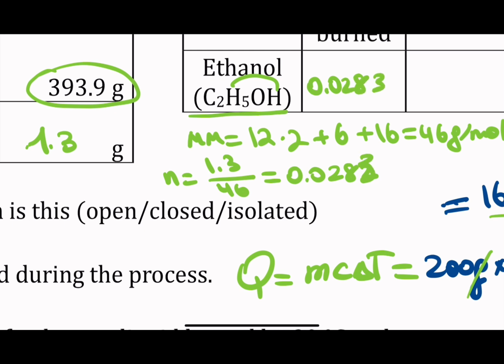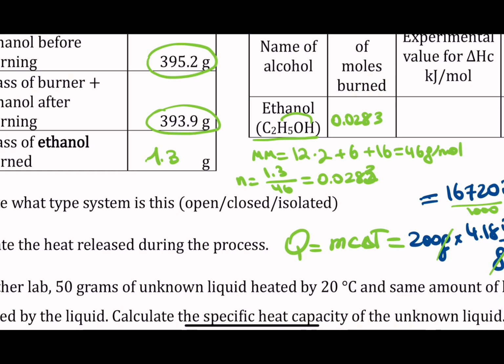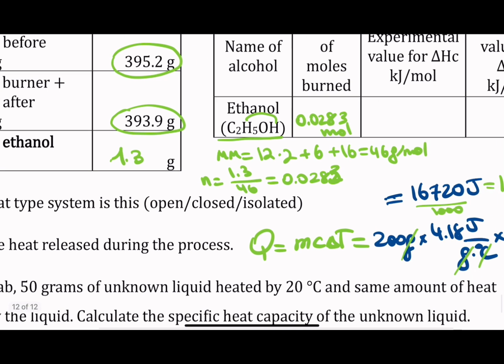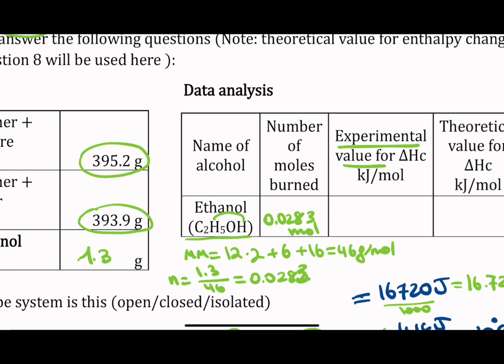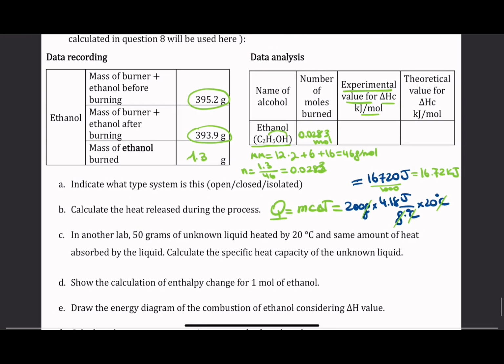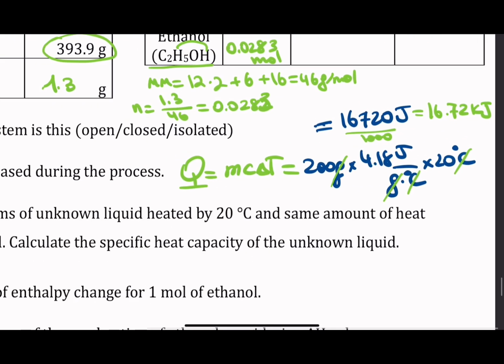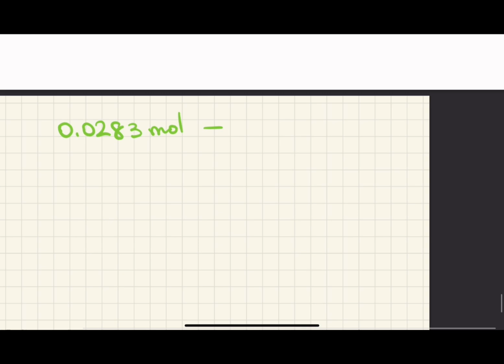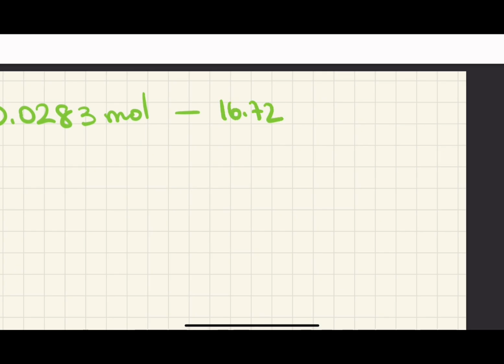0.0283 mole. I want you to do the calculation with me. Now it's asking you to find the experimental value for delta H. From here we got the Q, right? Now let's write it for ourselves. So we know that 0.0283 mole gave us 16.72 kilojoules, right? So this positive 16.72 kilojoules is the Q.